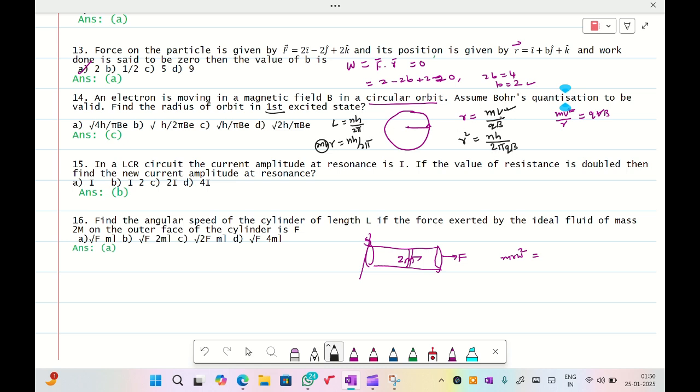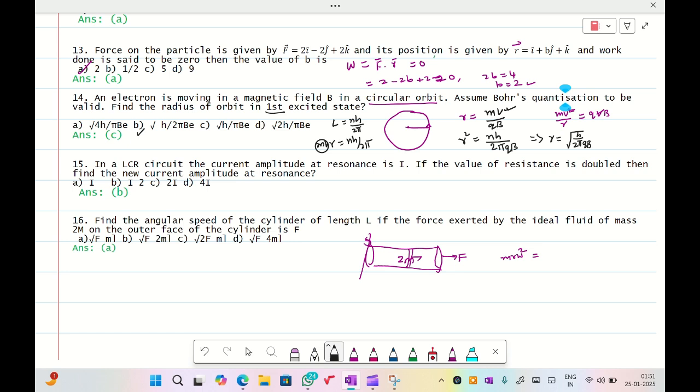mv is equal to nh by 2 pi, substitute into qb, and this r will go this side, so r square will come. That implies r is equal to root over h by 2 pi into qb. So the option is h by 2 pi into qb. Q means the electron here. Therefore answer B. The radius of the orbit in the first excited state.